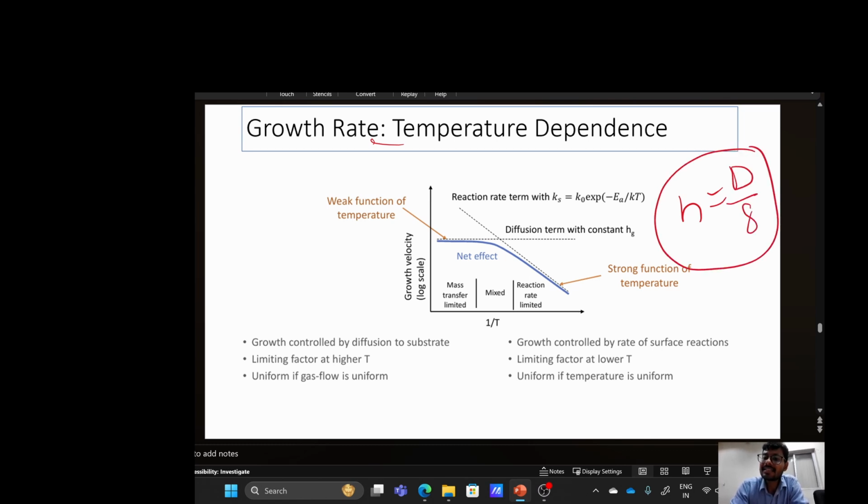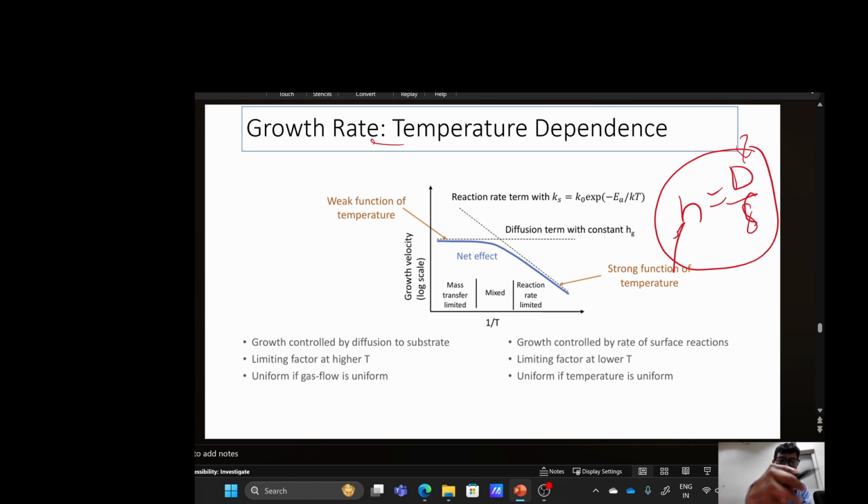Okay, H is D by delta, is constant with the temperature. Diffusion is not dependent on the temperature, because there are several types of diffusion. Okay, that here is the precursor.